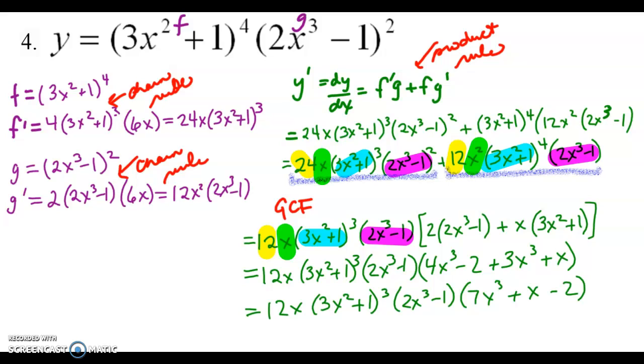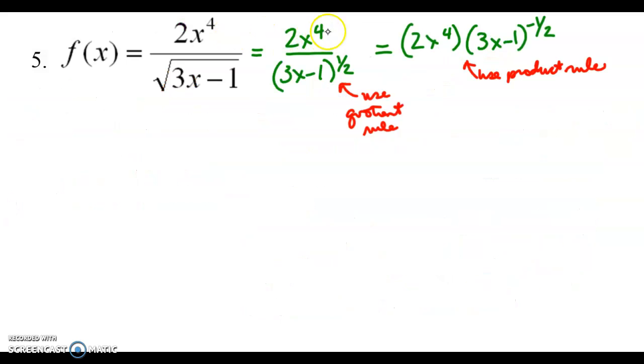We want to do 5 together because that's the quotient rule. So for number 5, you can see, you can write it here as a fraction, and then I would use the quotient rule. You could rewrite it also as a product and use the product rule, whichever one you prefer. I'm going to demonstrate the quotient rule for this question. Would you please, on the left, write the f and g and their primes.